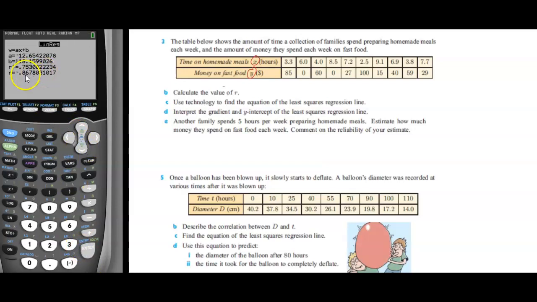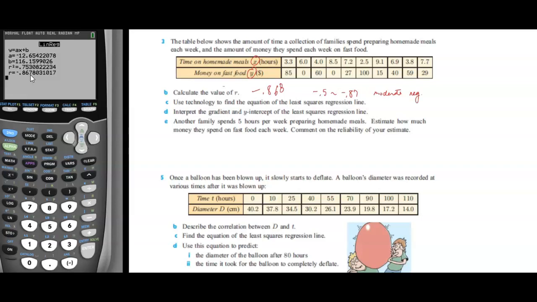And the R value is negative 0.868. So I'm going to write that down. Negative 0.868, right? And remember, if it's between negative 0.5 and negative 0.87, it's considered moderate, right? So it's moderate, and it is negative, right? What does negative mean?